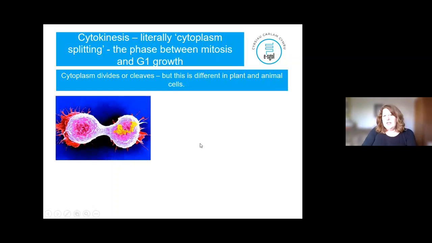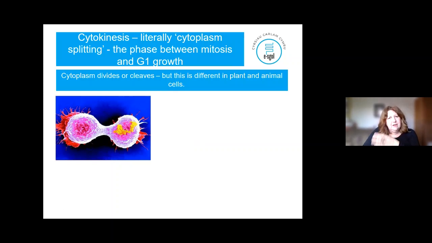Cytokinesis then, as I've said, this is literally cytoplasm splitting, and this is the phase after PMAT as far as mitosis is concerned, and it's before interphase starts again, so that's before interphase G1.